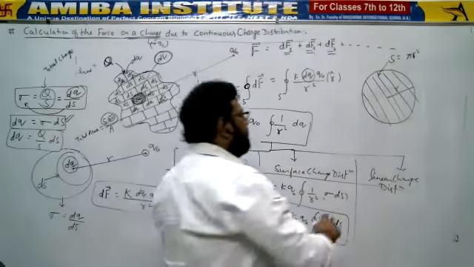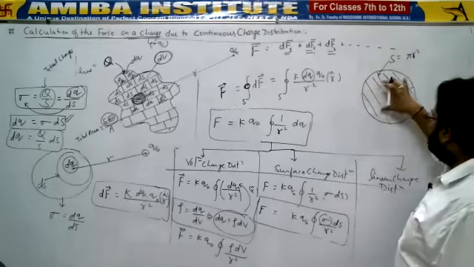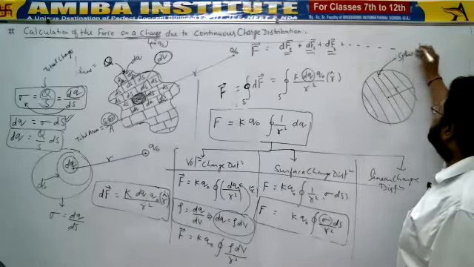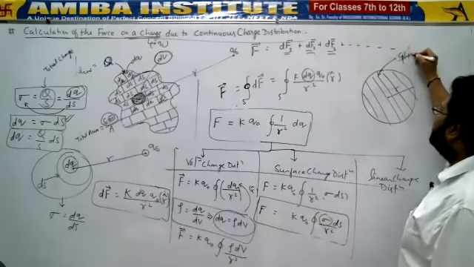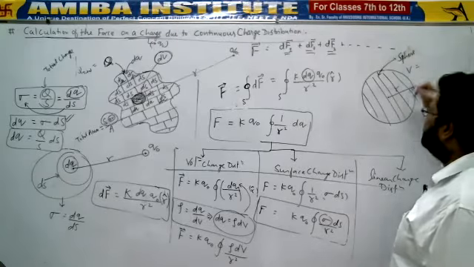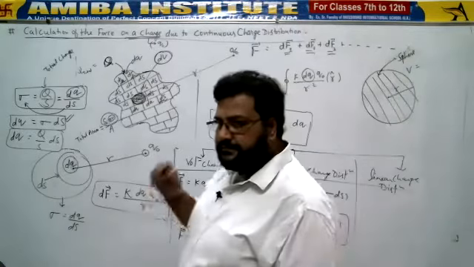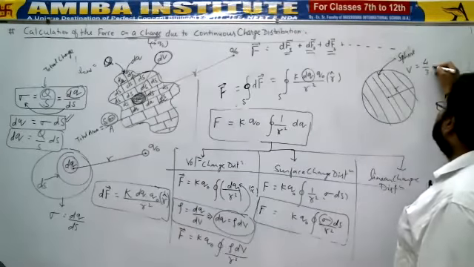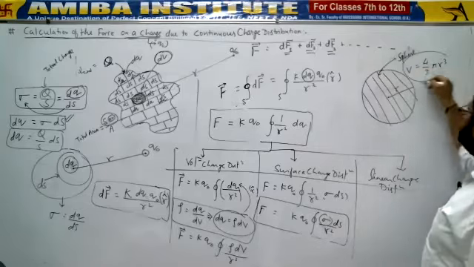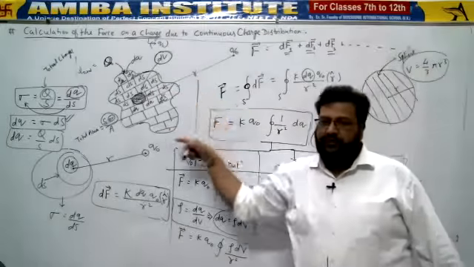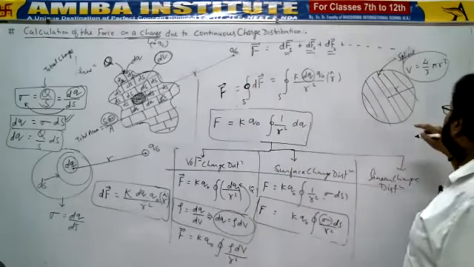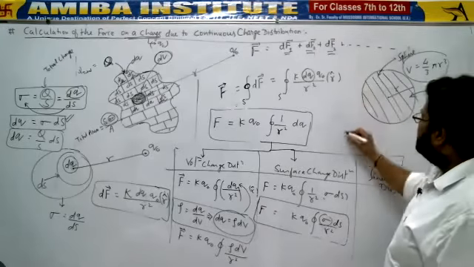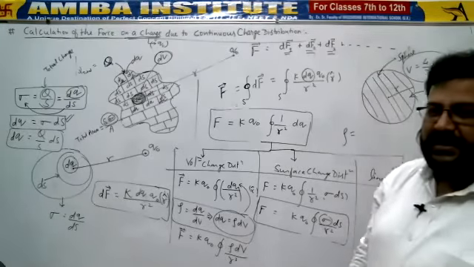So for example, if we consider this volume-wise as a sphere, let's suppose this figure is a sphere having radius r. Can you tell me what should be the volume of it? 4/3 pi r cube. Very good. If the total volume of this whole figure is 4/3 pi r cube and the total charge contained is capital Q, can you tell me what should be the volume charge density?